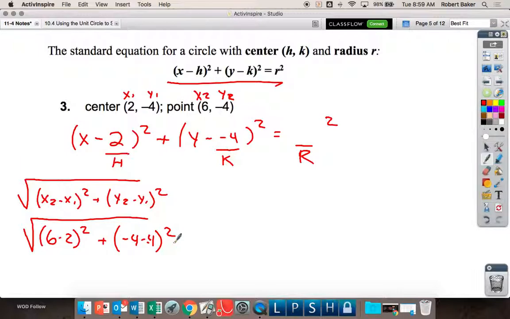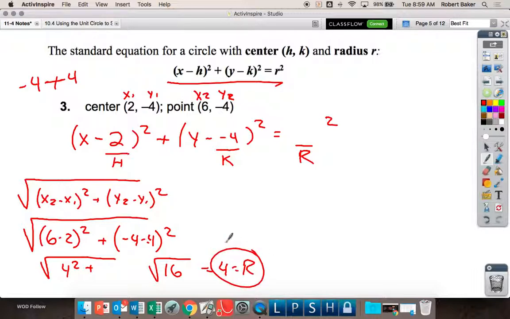So 6 minus 2, 4. -4 minus -4, that's -4 plus 4, 0. So I have the square root of 4 squared. What is 4 squared? 16. Right? What is the square root of 16? 4. So what does your radius equal? 4.